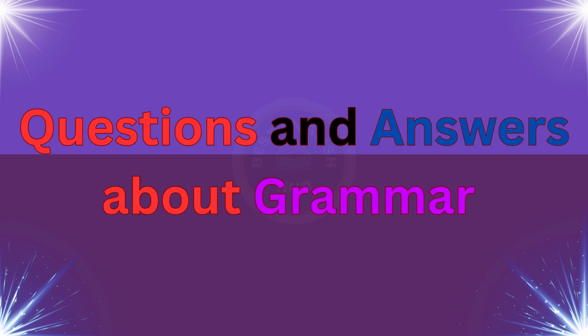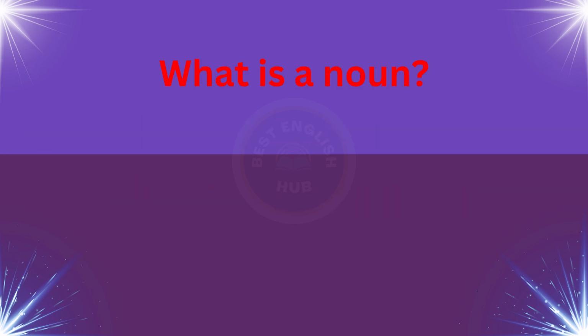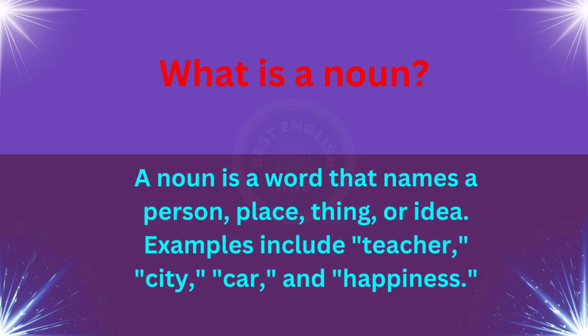Questions and answers about grammar. What is a noun? A noun is a word that names a person, place, thing, or idea. Examples include teacher, city, car, and happiness.